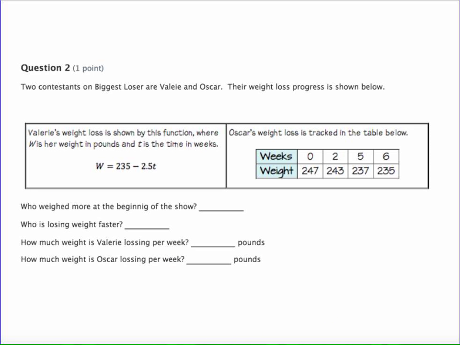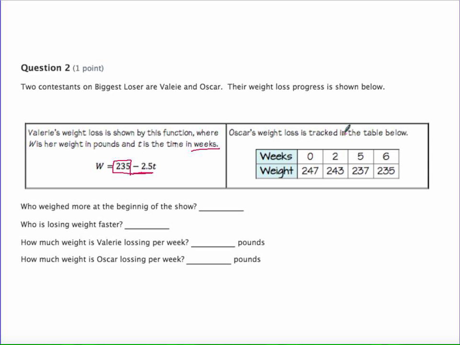Question number 2. Two contestants on the Biggest Loser are Valerie and Oscar. Their weight loss progress is shown below. So Valerie is an equation, Oscar is in a table. Who weighed more at the beginning? So this is the y-intercept. In this equation, even though it's w and t, this is like a y and an x. The number in front of x is the rate of change or the slope. So she's going down 2.5 pounds every week. The initial weight for Valerie is 235 pounds.